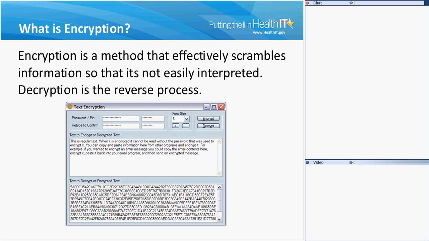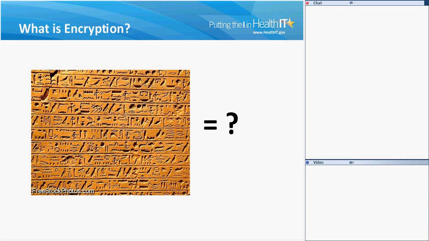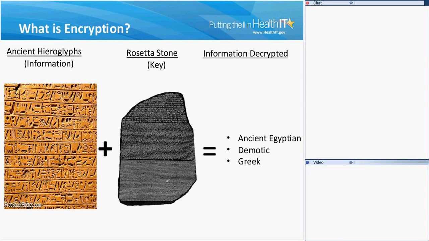Ancient Egyptian hieroglyphs would not be possible to read had it not been for a key. This was created in 196 BCE, which we call before Common Era. It's known as the Rosetta Stone, which I'm sure you've all heard about. Hieroglyphs were the language of the ancient Egyptians. The meaning of the symbols had been lost over many centuries.